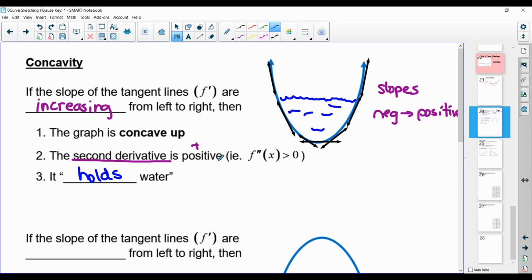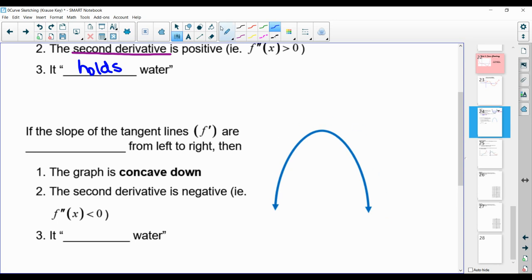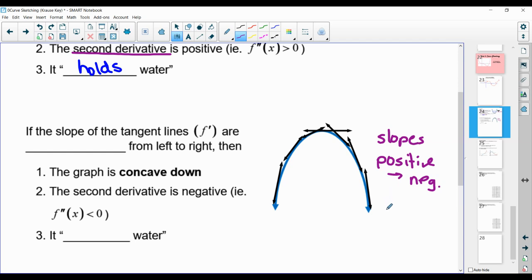Okay. Now, if we look at the other type of graph where the graph is opening downwards, if we were to draw our tangent lines again here, as we draw our tangent lines, they go from being positive to 0, and then they're negative. So all of my tangent lines are going from positive to negative, meaning they're getting smaller. So that means the slopes are decreasing from left to right. So if the slopes are decreasing from left to right, then the graph is concave down.